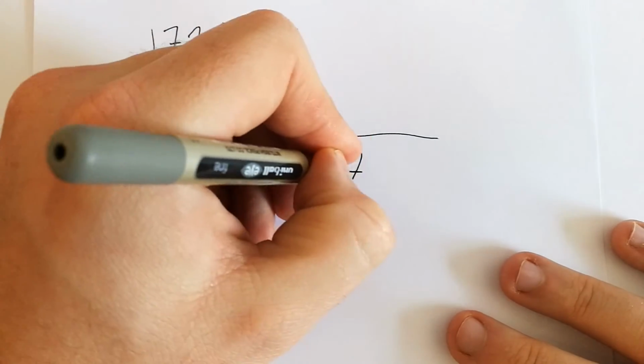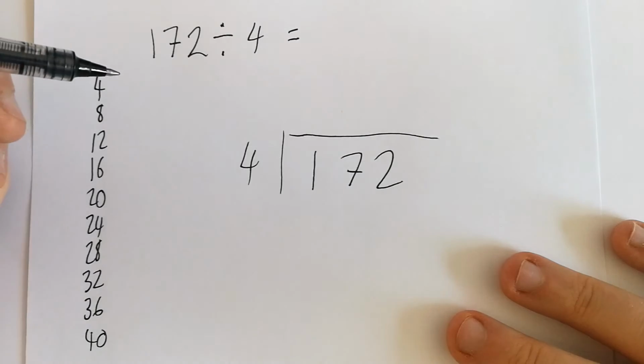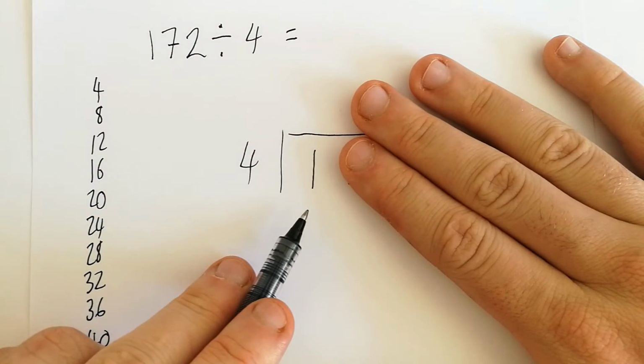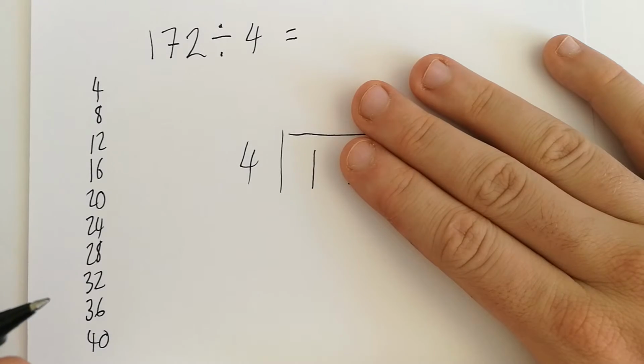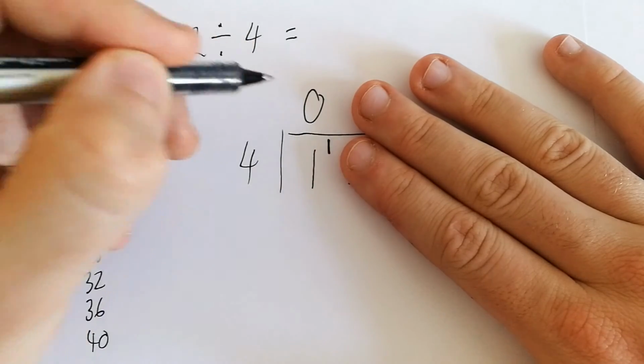172, and we're dividing that by 4. And my first one is, how many 4s do I fit into 1? You can't fit any 4s into 1. You can't go, I've got 1 sweet, I'll share it out between 4 people. So you put a 0 at the top, and I've still got my 1 sweet left, so I put the 1 there.